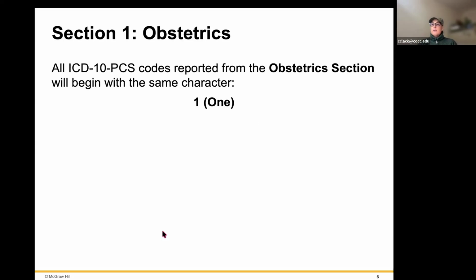In PCS, the first character tells you the section. 1 is for the obstetric section. The first character is always 1, so any PCS code for an obstetrics procedure will start with 1. Use this as a quick reference checkpoint. If you're coding an OB procedure and the code does not start with 1, you're in the wrong section, you're on the wrong street. So you need to back up and see where you're going.